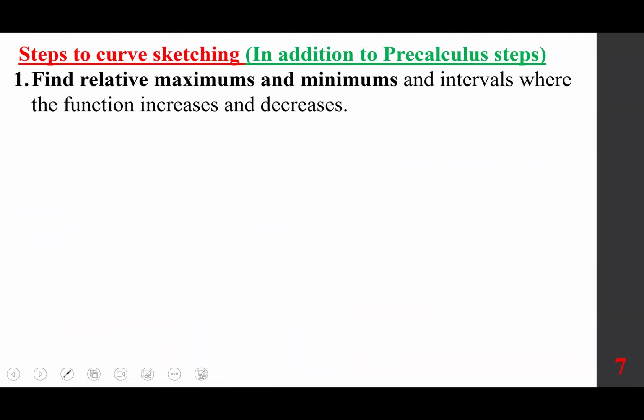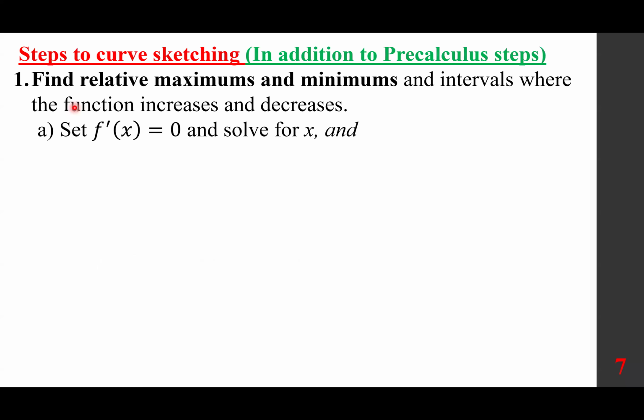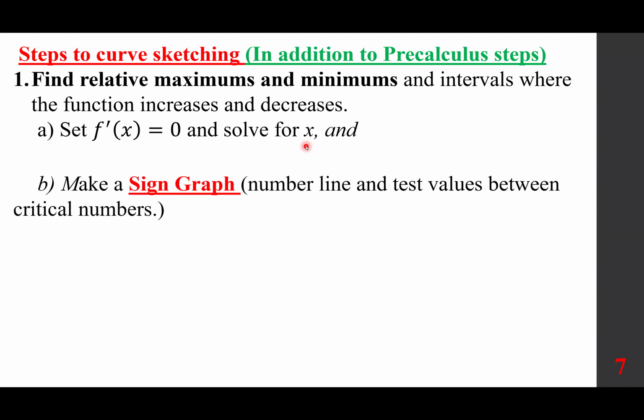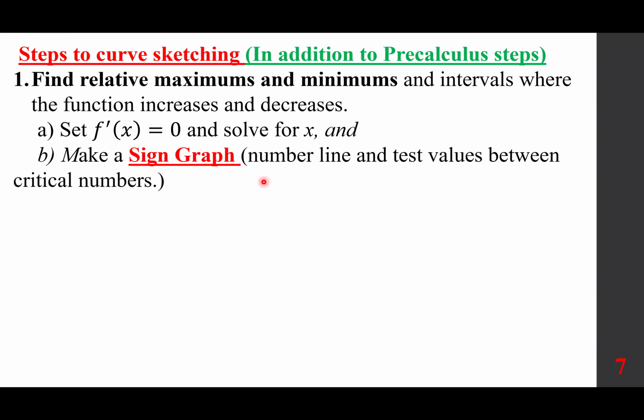Steps to curve sketching in addition to pre-calculus. In other words, we use the prior knowledge of mathematics. For example, the intercepts, the end behavior, the behavior near an x-intercept. We discussed that. In addition to that, now we are going to add calculus. Find relative maximums and minimums and intervals where the function increases and decreases. Set f prime equal to 0, solve for x, and make a sign graph. What is a sign graph? A number line and test values between critical numbers.